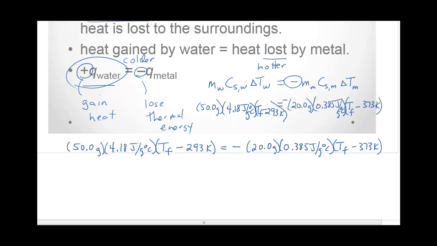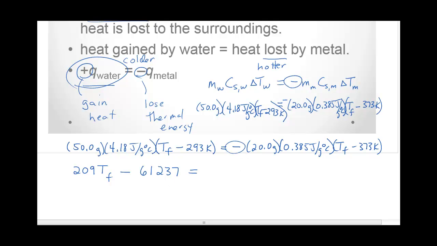And that's going to give us 209 T final minus, so again, then we have to take 50 times 4.18 times a negative 293. I'm going to carry some extra sig figs here: 61,237. Okay, now I have to do that on the other side of the equation.